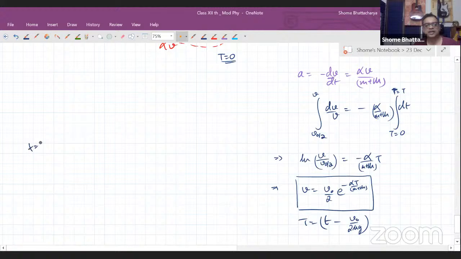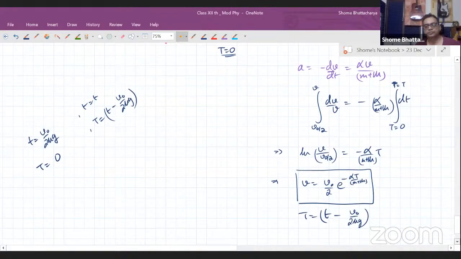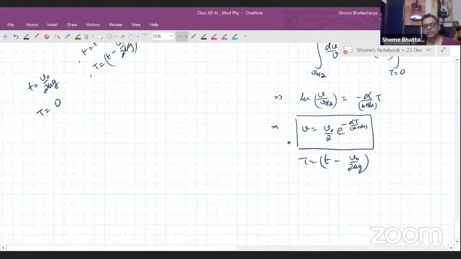Because our time t was equal to V naught by 2 mu g when I've taken the second variable of time as 0. Okay. So now at some time t, the second variable of time is actually t minus V naught by 2 mu g, like this. So now we can see that the total displacement.